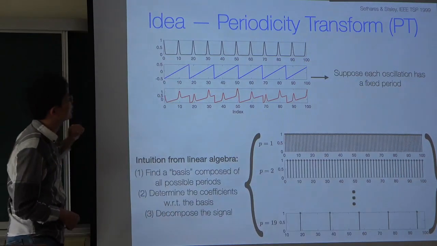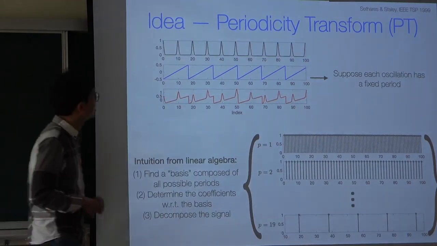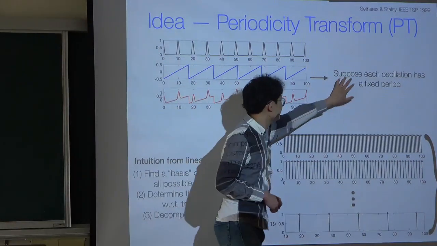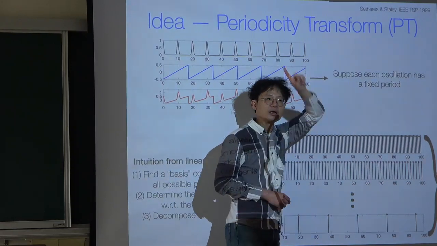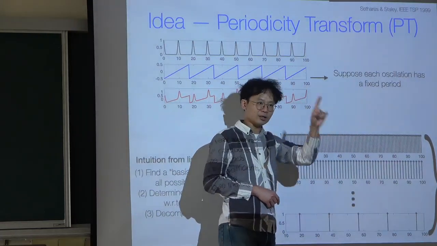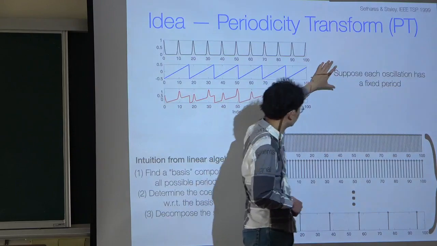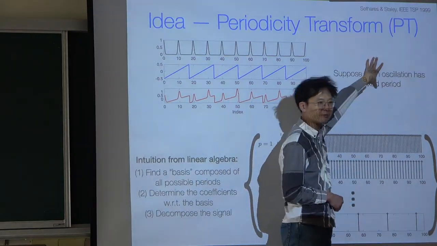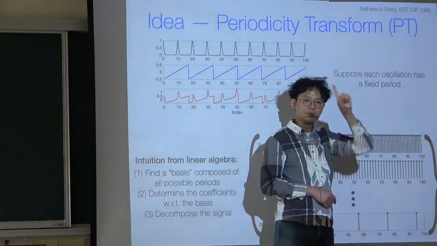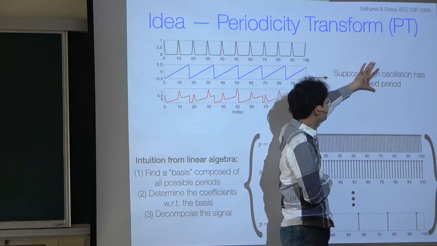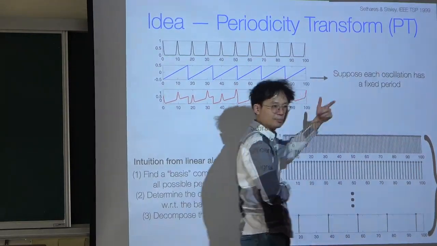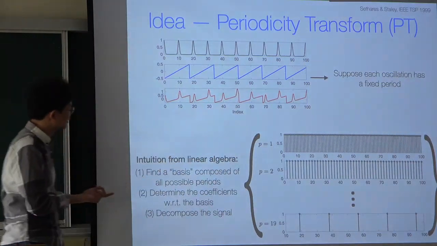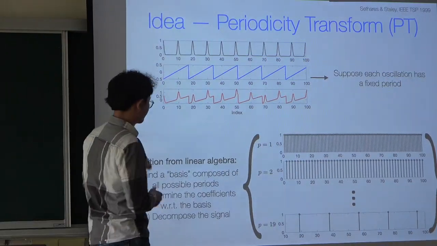Suppose each oscillation has a fixed period. Suppose, that's a very important assumption for now. A very, very strong, important assumption for now. Suppose each oscillation has a fixed period. This is a very, very important and strong assumption. We need it for now, and we will remove this assumption in a bit so that we know how to use it.